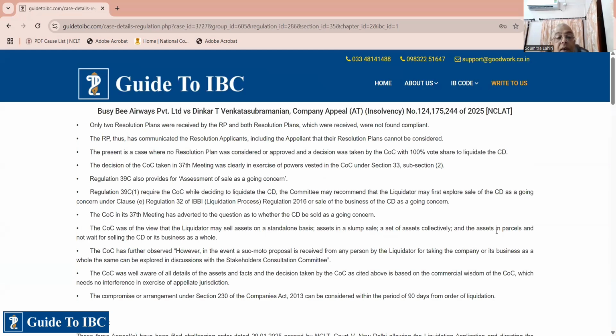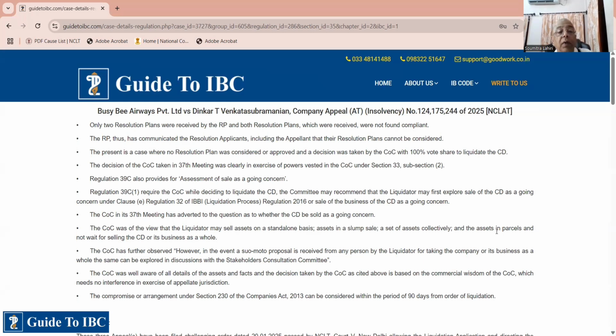Regulation 39C. The decision of COC taken in the 37th meeting was clearly in exercise of its power vested in the COC under Section 33, subsection 2. COC with 100% voting right had decided to liquidate the corporate debtor. Now, while liquidating, how the assets will be sold was also considered by COC.